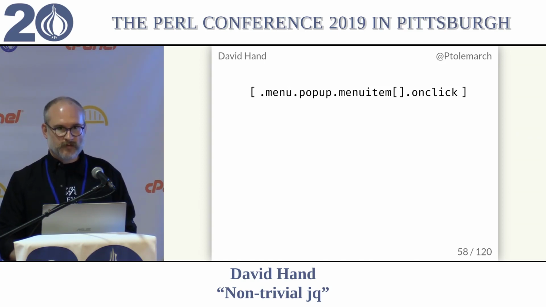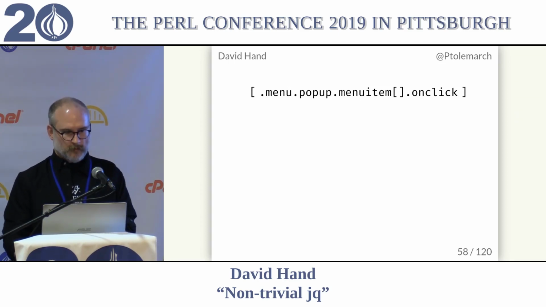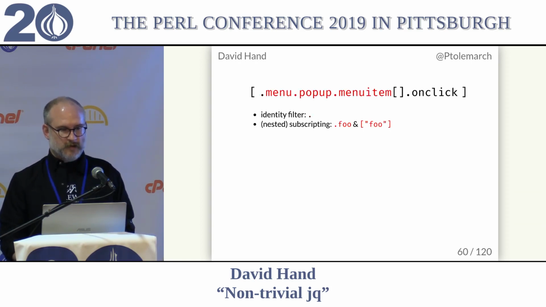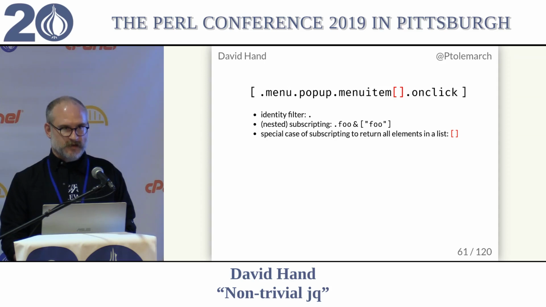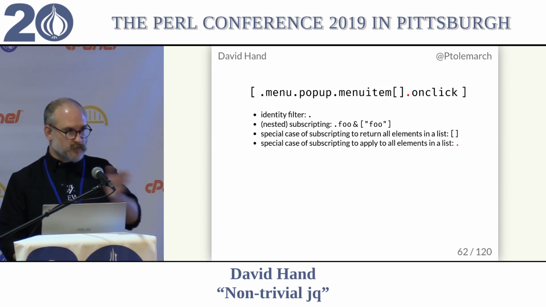So this is our program that gives us all of those event handler strings, right? And what have we covered so far? Whoops, pardon me, wrong button. We've got the identity filter. We have subscripting, right, to arbitrary levels of nesting. We have the dereferencing to return all at once. We have the special case of subscripting all at once into the respective values. And we have an array constructor, right?